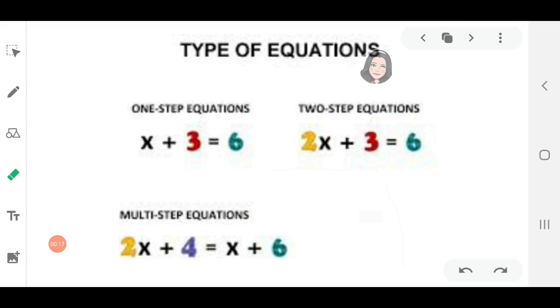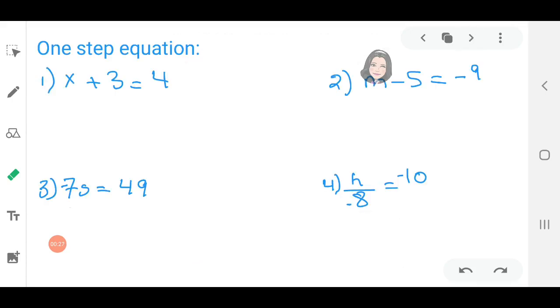There are so many types of equations. We have one-step equations, two-step equations, multi-step equations, and many more. We're going to check these three types of equations. The first, one-step equations, means solving an equation, which means finding the value of x in one step.